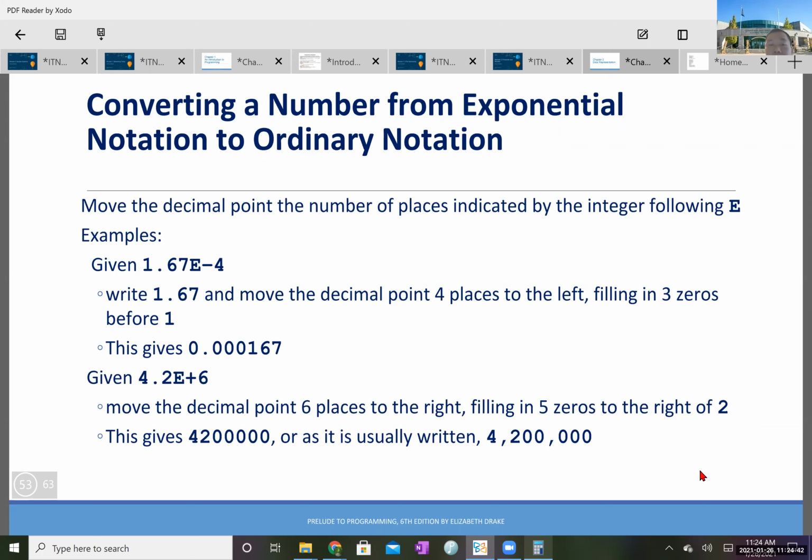When we convert from exponential notation to ordinary notation, it's the same. When you see the E and negative 4 here, you know that you have to move the decimal point. So you have 1.67 here. Sorry, you have to move to the left here. So you have the 0 here, 1, 2, 3, and 4, and that's why you have the 0s here.